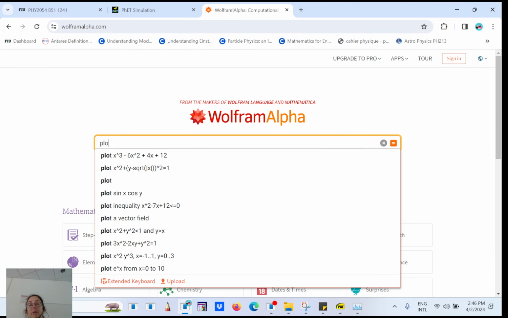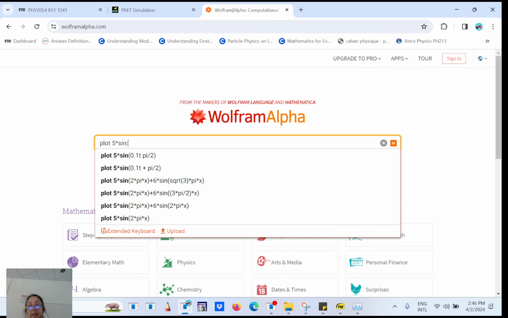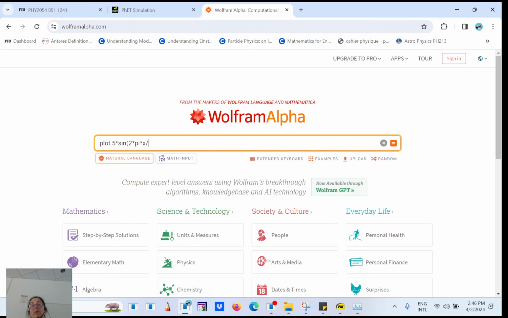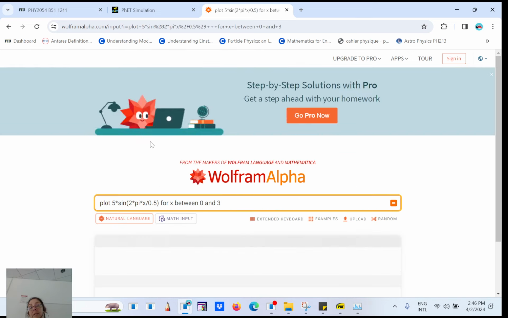Because that's going to be on the pop quiz. So if you plot, for example, phi times sine, inside here you always have 2 pi, always 2 pi, times your time, which is the variable, divided by the period. I'm going to take a period of 0.5, for x between 0 and, say, 3. Let's see what we get.